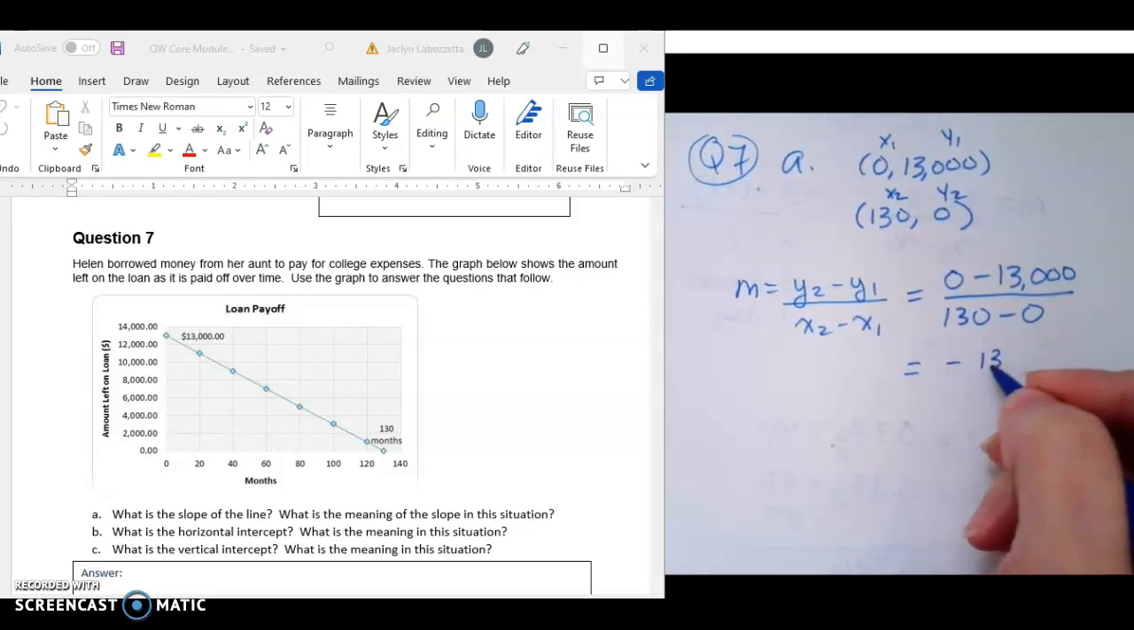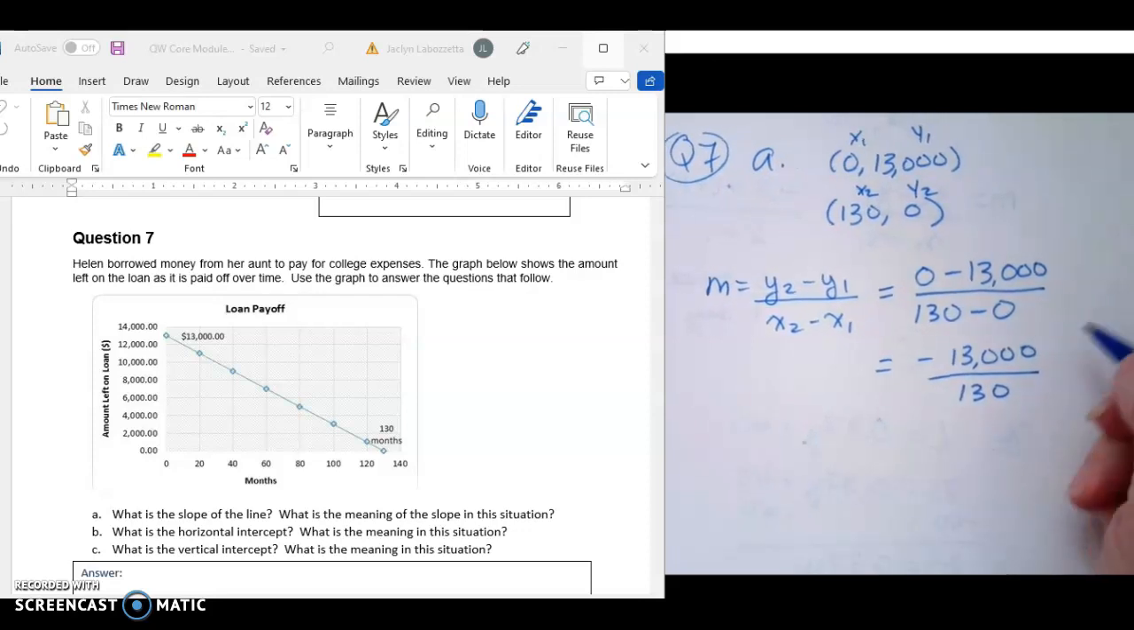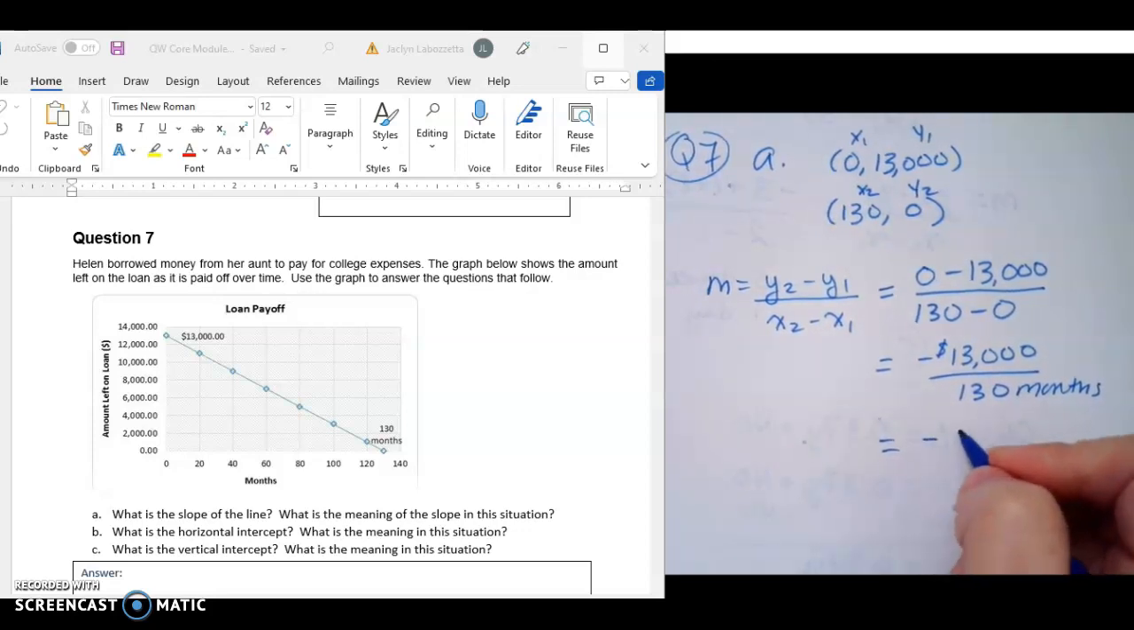So it gives me negative 13,000 over 130. I'm going to put the units here as well. The units are going to help me with the second part of this question. This is money, negative $13,000, and this is months. So let's write this as a unit rate. So I'm going to divide. Since one of the values is negative, the whole thing will be negative. So 13,000 divided by 130 gives me 100. Well, that's a negative 100. So that means negative $100 per month.